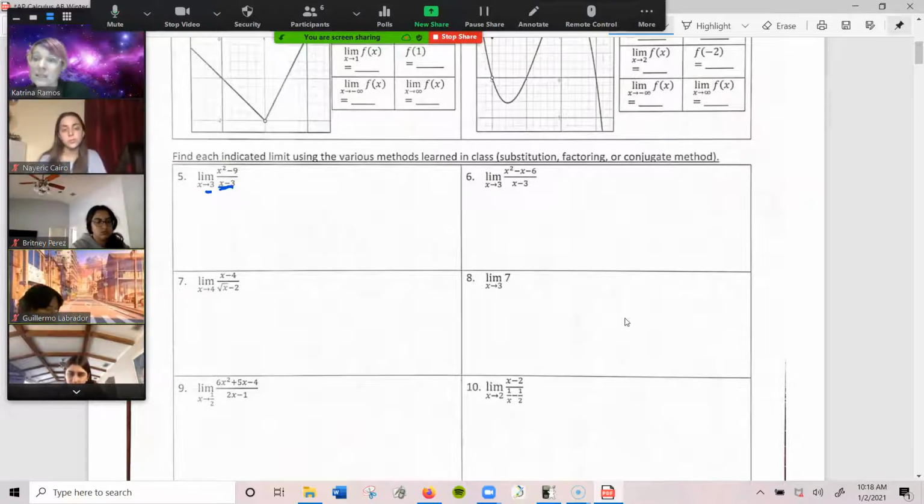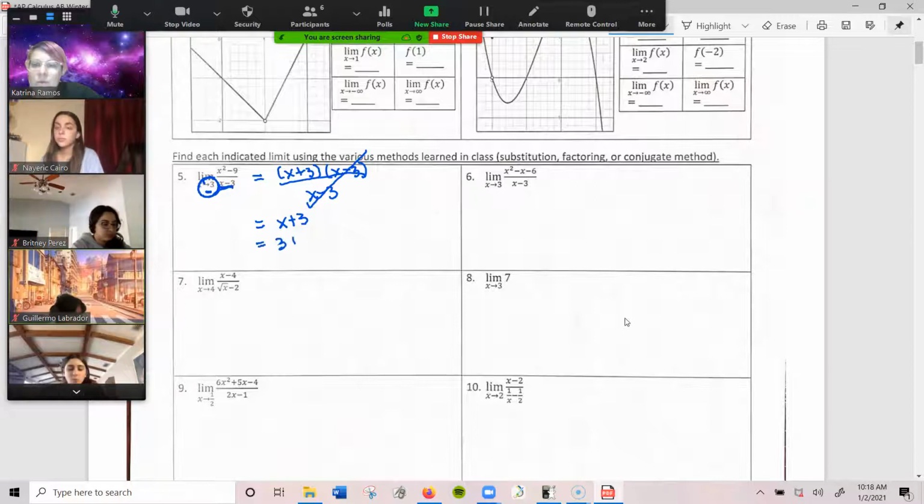So this is a rational function. As long as there's no square root, see if you can factor. X squared minus 9 can be factored to x plus 3 times x minus 3, because it's a difference of squares, over x minus 3. So these x minus 3's will cancel, and we're left with just x plus 3. Now you can take that number and plug it in. So 3 plus 3 is 6.